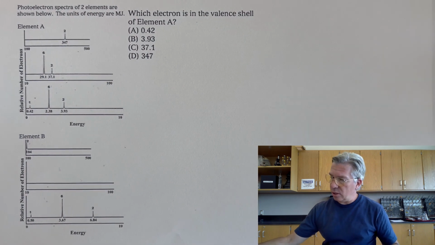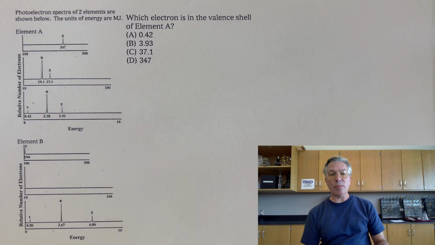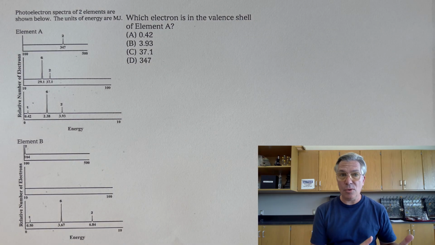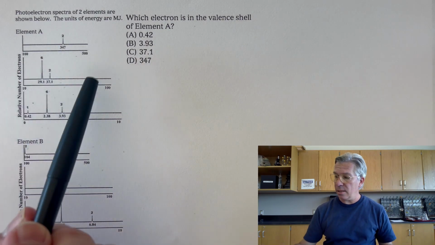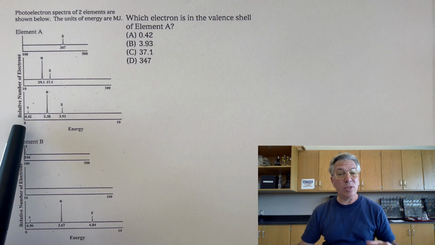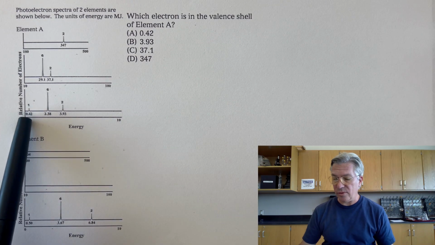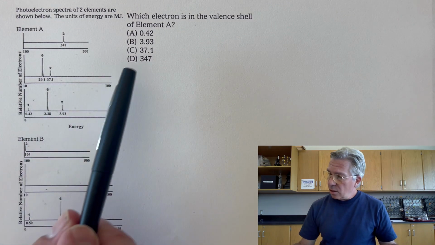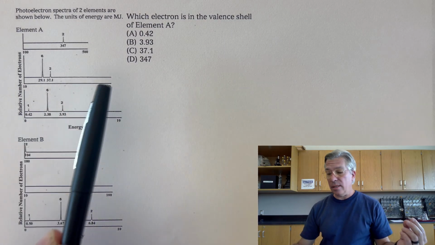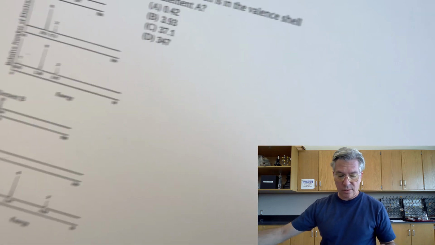All right, next question. Which electron is in the valence shell of element A? Now remember, the valence electrons are the electrons in the outermost s and p orbitals, not the core electrons down here. So we're looking at the outermost s. We've started an s. We don't have an outermost p anymore because this one is now a core electron. We've started the next energy level. So which electron is in the valence shell of element A? That's this one. And so I would choose 0.42 as my choice right there.